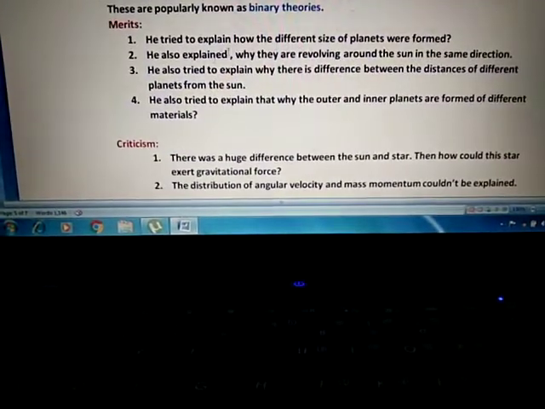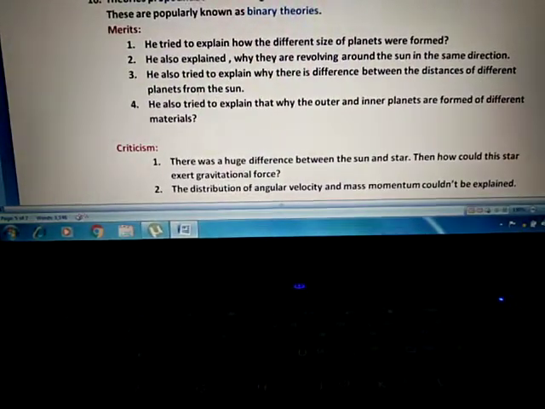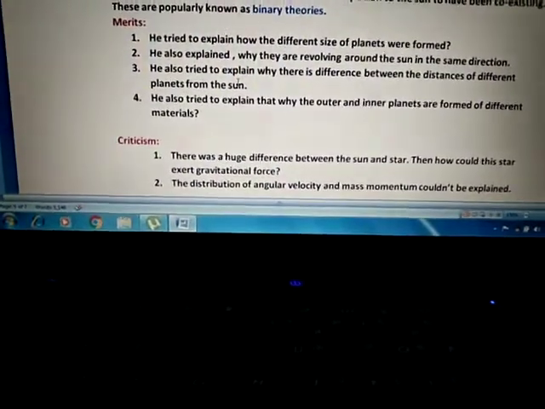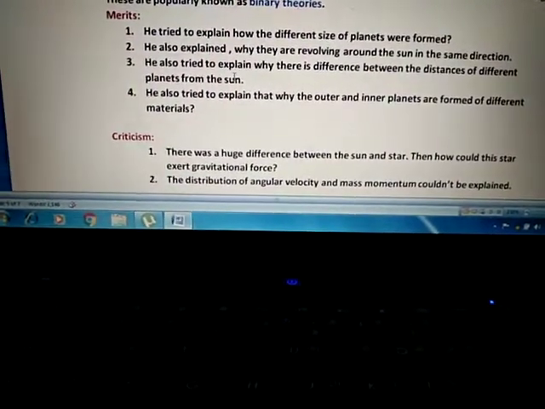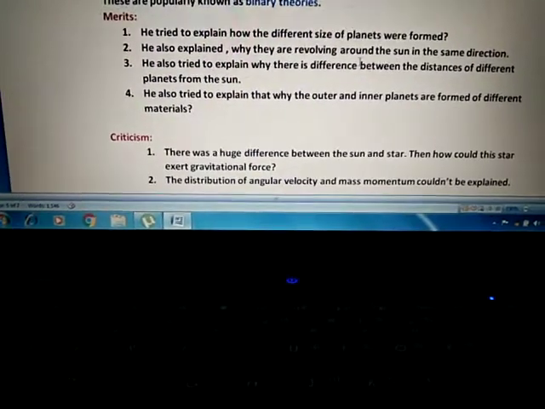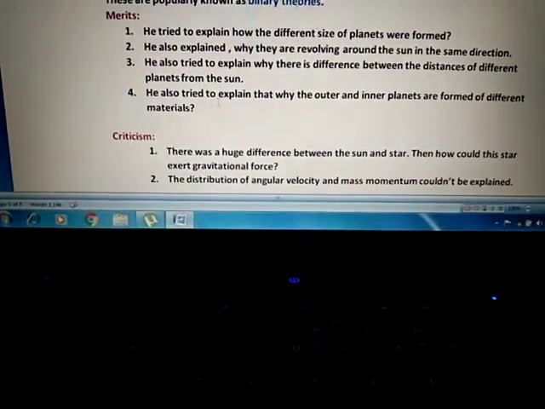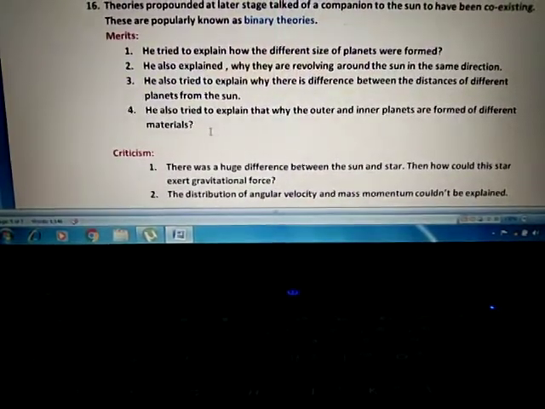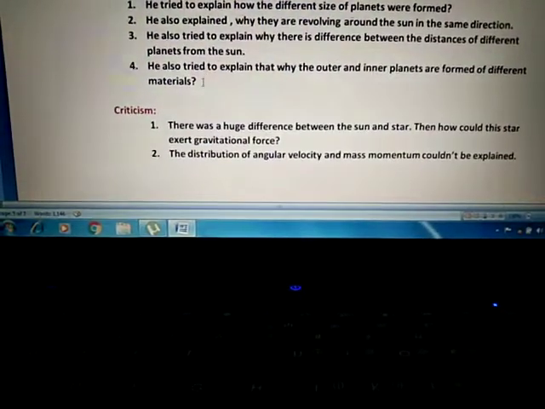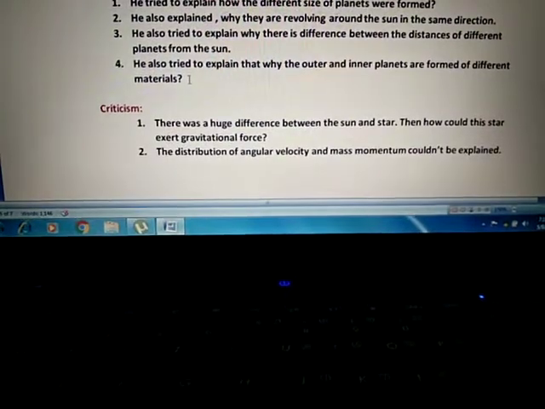And third, he also tried to explain why there is a difference in the distance of different planets from the sun, because it was a cigar shaped filament and the planets broke down within it. So the difference in the position of the planets creates the difference in the distance of planets from the sun. Lastly, he also tried to explain why the outer and inner planets are formed of different materials. So all these concepts were explained by James Jeans and Harold Jeffreys, but there is also some criticism.